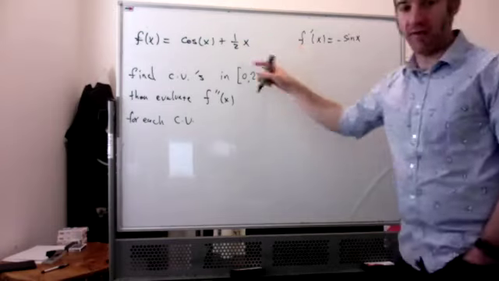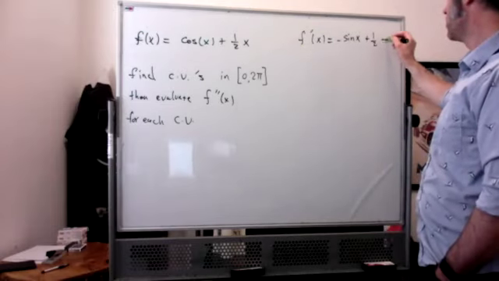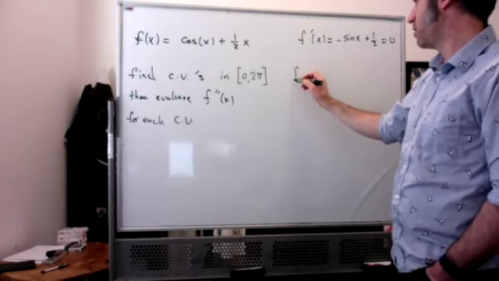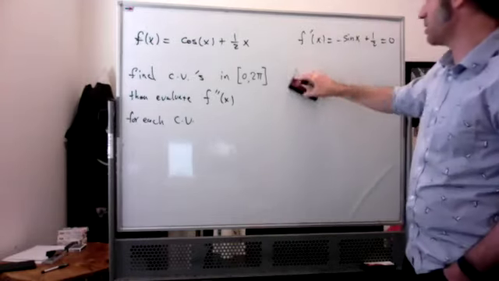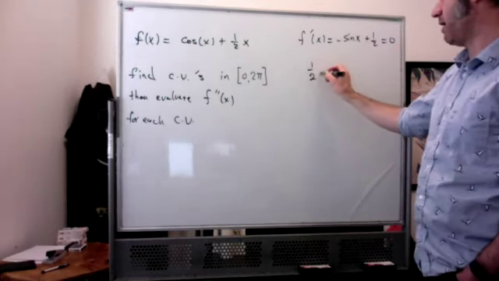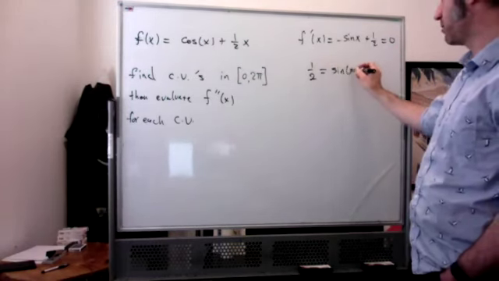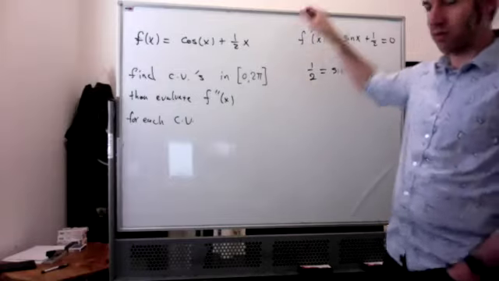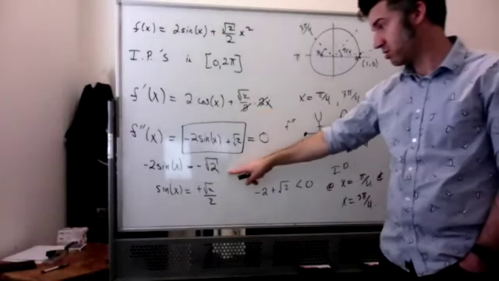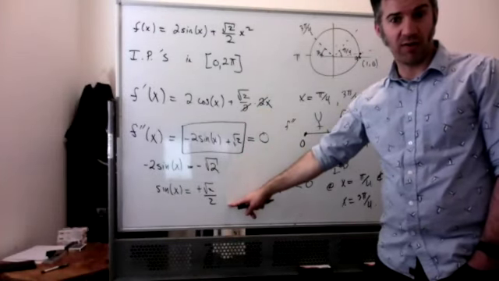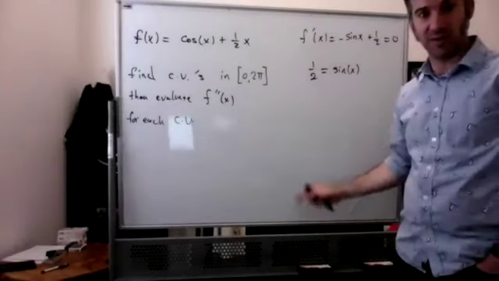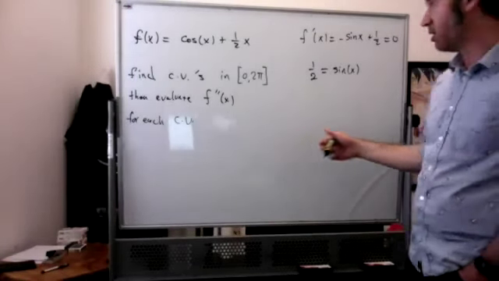And then derivative of 1/2 x is 1/2, equal to 0. Okay, so then I don't even need to write this. I'm just going to solve this. I'm just going to add sine of x over here and say 1/2 equal to sine of x. So sine of x, we know that sine of x equal to root 2 over 2, the angles pi over 4 and 3 pi over 4. We're still going to have answers in the first and second quadrants because we still have sine being positive.